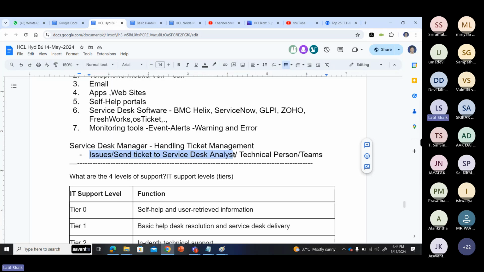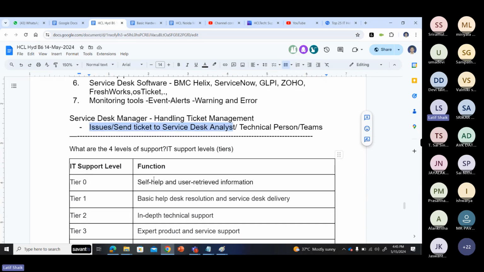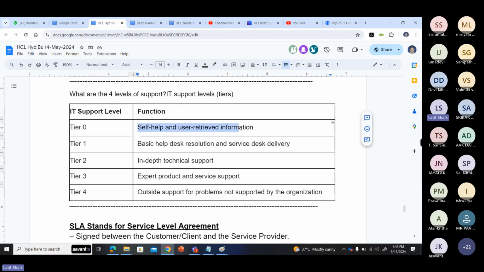For example, if it is server related, the system administrator is the person who is going to take care of this kind of ticket, so the ticket will be forwarded to that particular person, or a particular team related to that. Even the level zero ticketing person, the person who is working in the service desk level zero, what will he do?